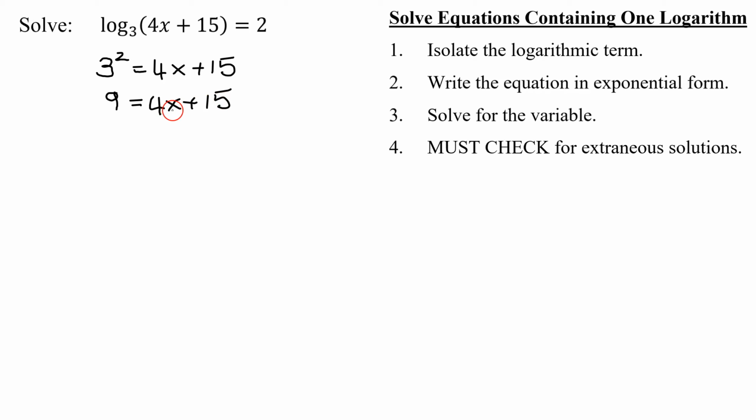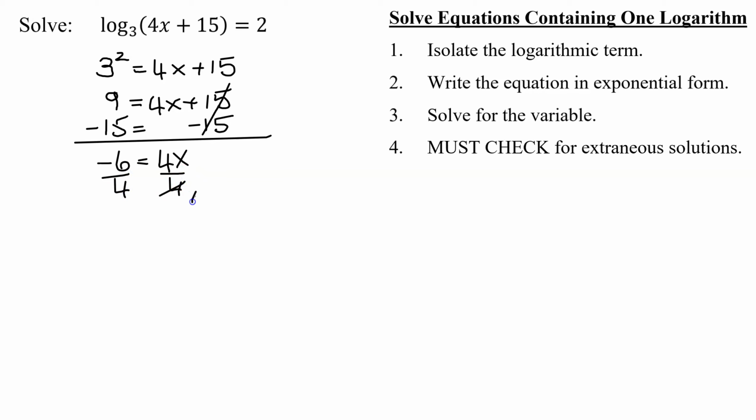Now let's isolate the x term. First thing I'm going to do is subtract 15 from both sides. So I get 9 minus 15 is negative 6 equals 4x. Lastly, divide both sides by 4. So on the right-hand side, the 4's reduce, and I just get left with x.